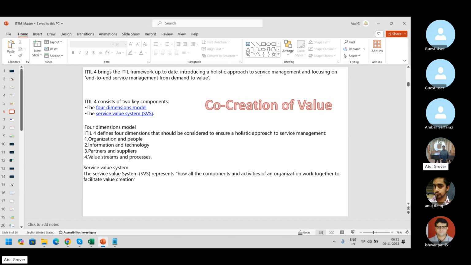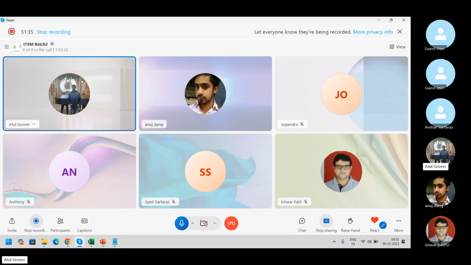And they're again concentrating on the same thing, service management. But now they say it is from end to end. From demand to value. What is the market looking for? What is the demand in the market? Somebody has an assumption, has done his or her R&D. ServiceNow is in demand in the market.